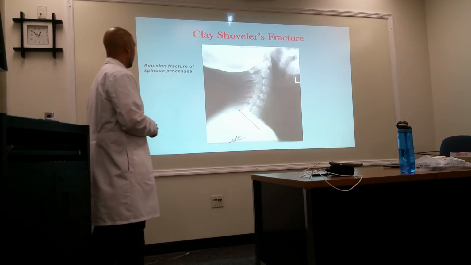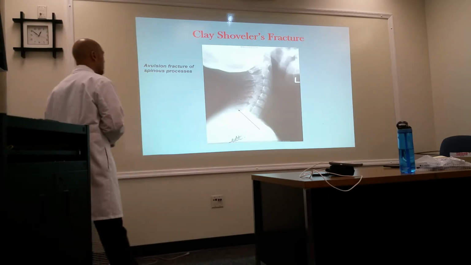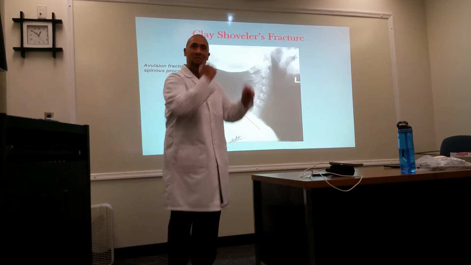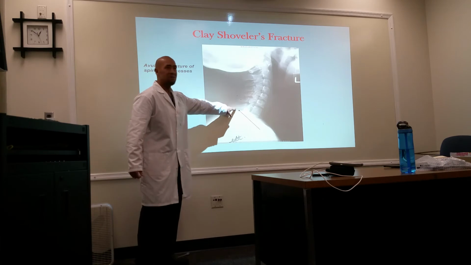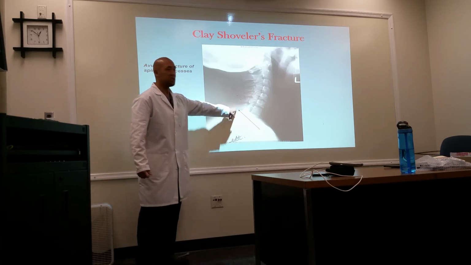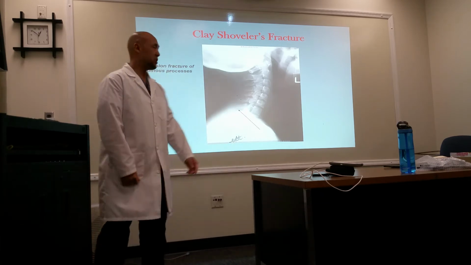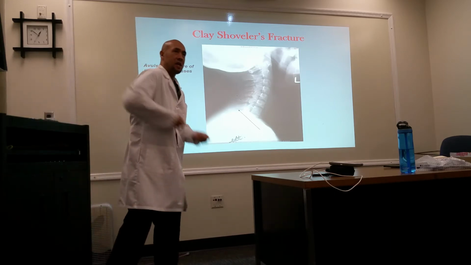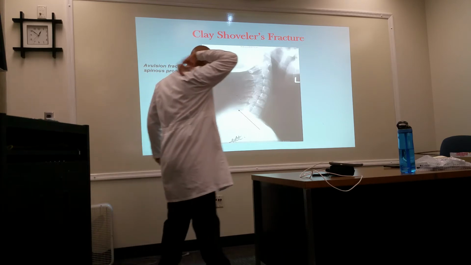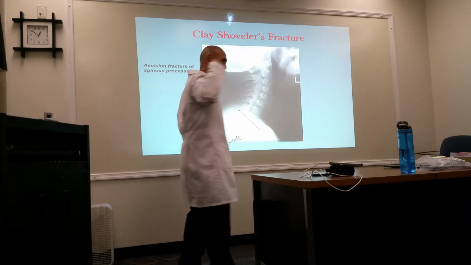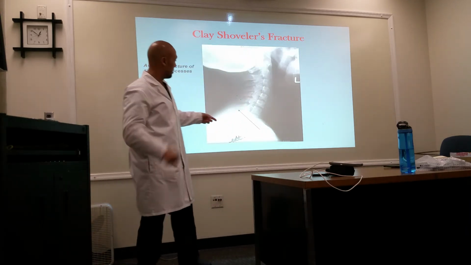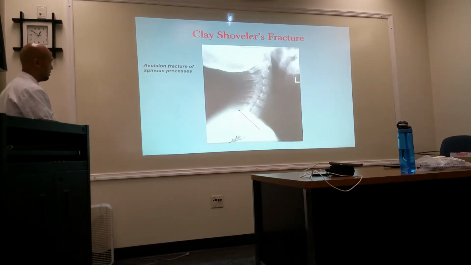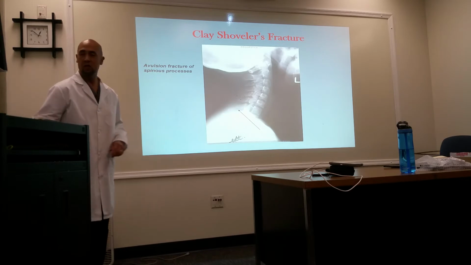Clay-Shoveller's fracture. It's an avulsion fracture. What is an avulsion fracture? It's where the ligament pulls on the bone and causes it to fracture and separate. It's called a Clay-Shoveller's fracture because back in the day when people used to shovel clay, this type of movement and the tensing of the back pulled on the neck muscle, causing the avulsion fracture. This is an avulsion fracture of the spinous process, usually at C7.